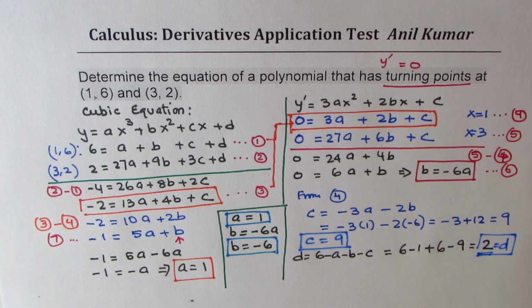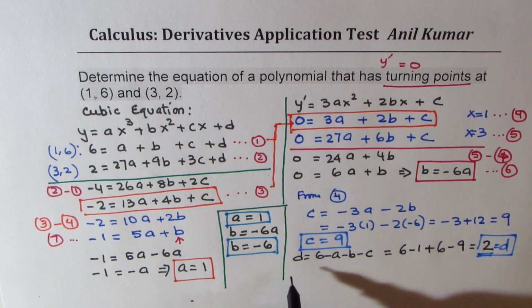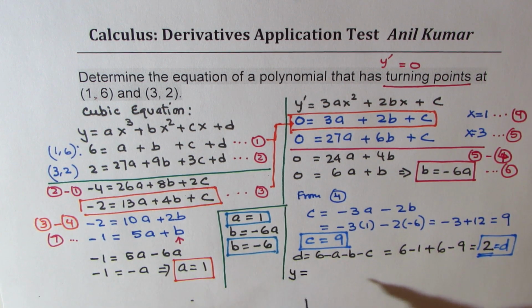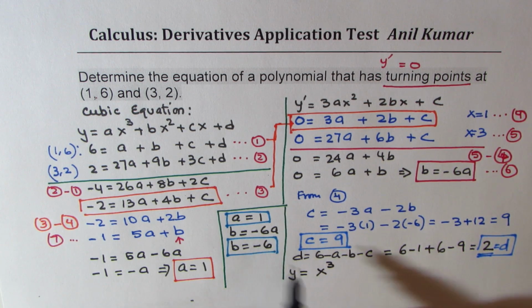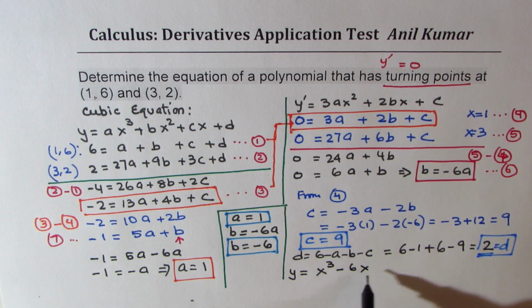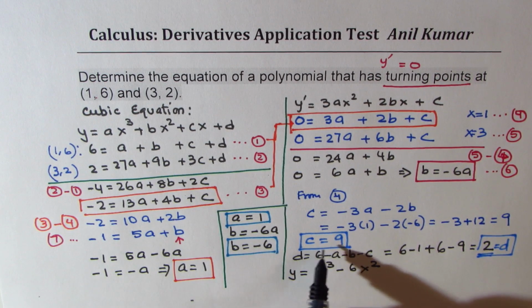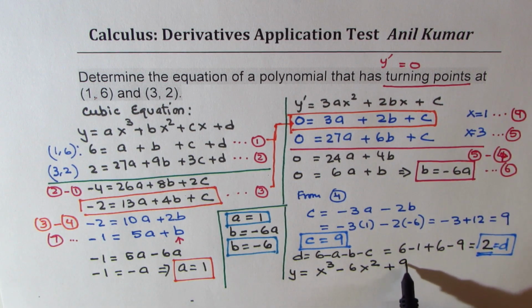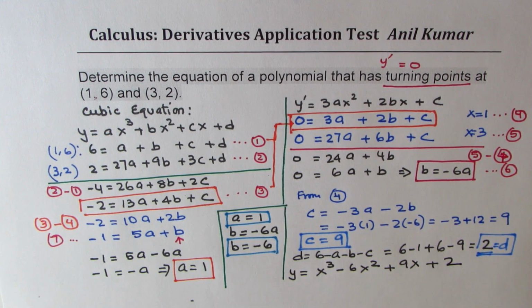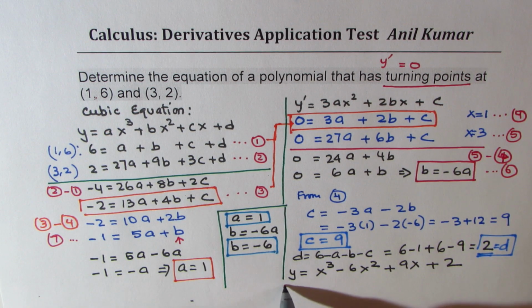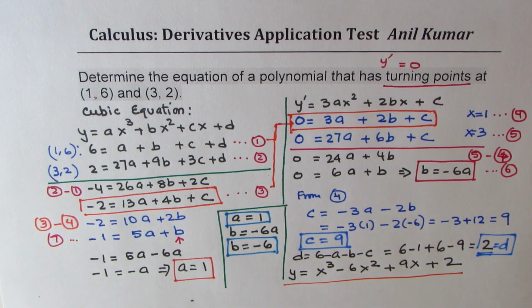Okay. So now we know all the coefficients. We can write down our equation, which is y equals, a is 1, so we have x cubed. b is minus 6x squared. c is 9, so plus 9x, and d is 2, so plus 2. So that is the answer. That is how we can get our cubic equation from the given conditions, right?